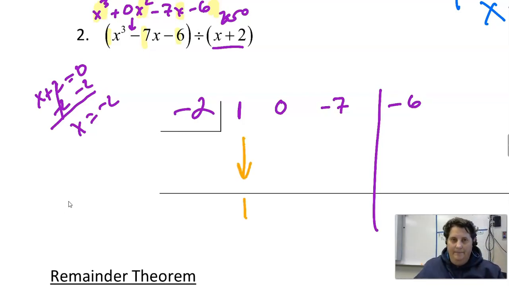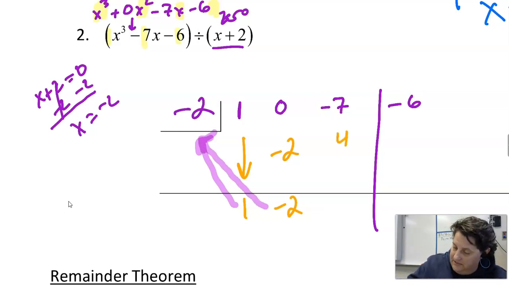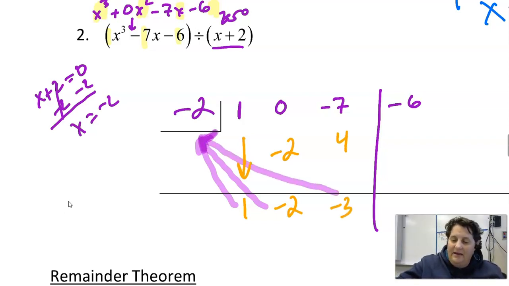Bring down the 1. And then you guys remember our steps. We multiply. So that's negative 2. And then add. 0 plus negative 2 is negative 2. Multiply. Negative 2 times negative 2 is positive 4. And then add. That gives me negative 3. Multiply. Negative 3 times negative 2 is positive 6. And add. That gives me 0.